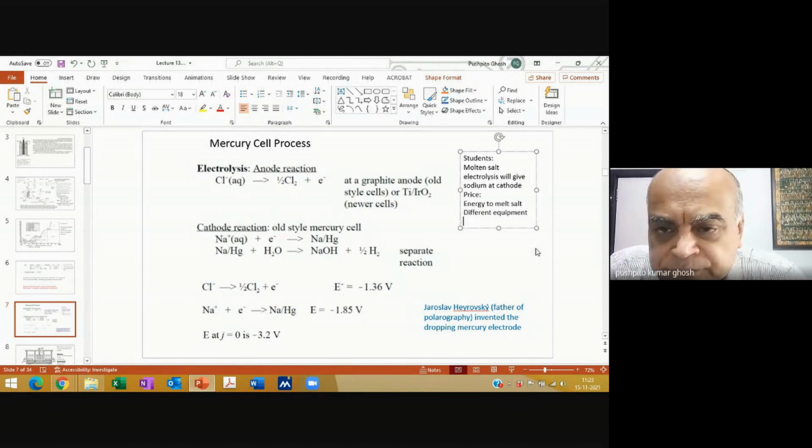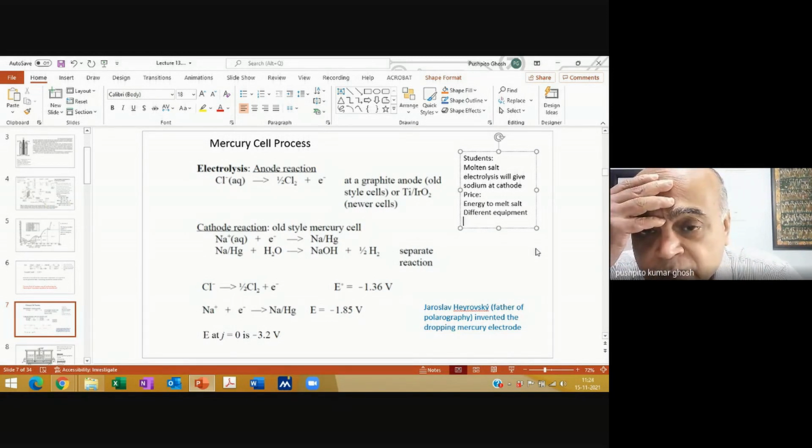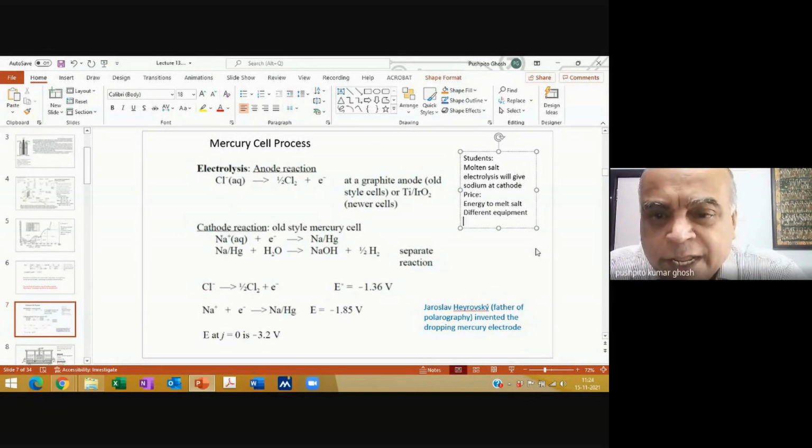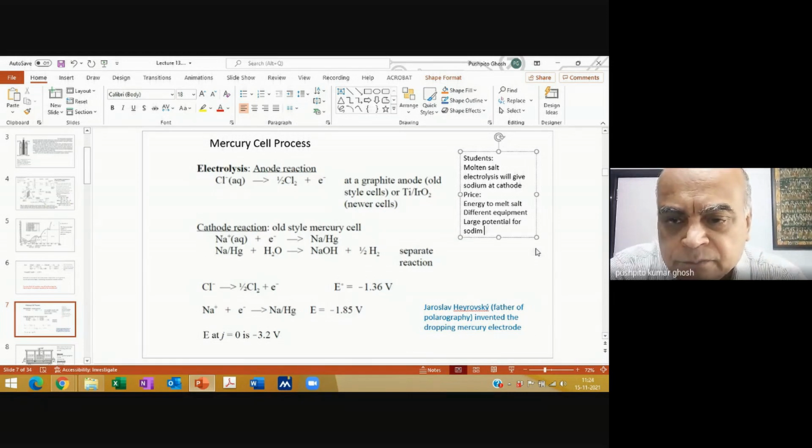What else? What was I reducing in the other one, in the conventional chlor-alkali process, the diaphragm one? So the H ions, right, to form hydrogen. Here, what do I have to reduce? So sodium ions. Correct. Which would be harder to reduce? Sodium ions. Absolutely. So there would be a large potential for sodium ion reduction.